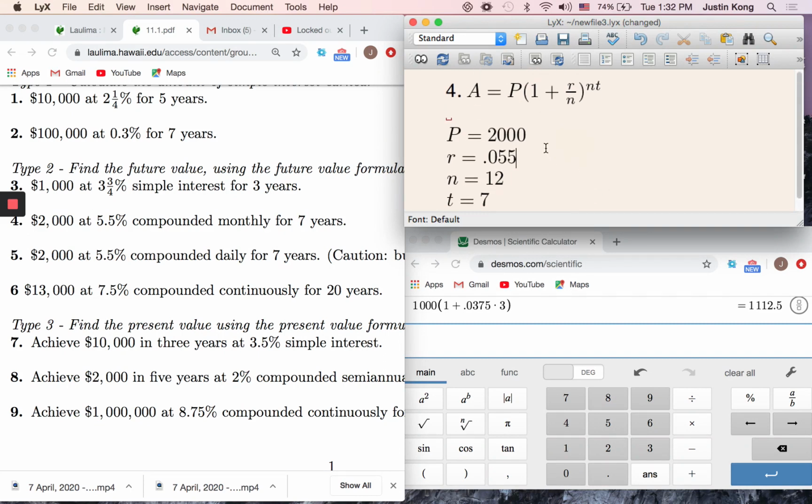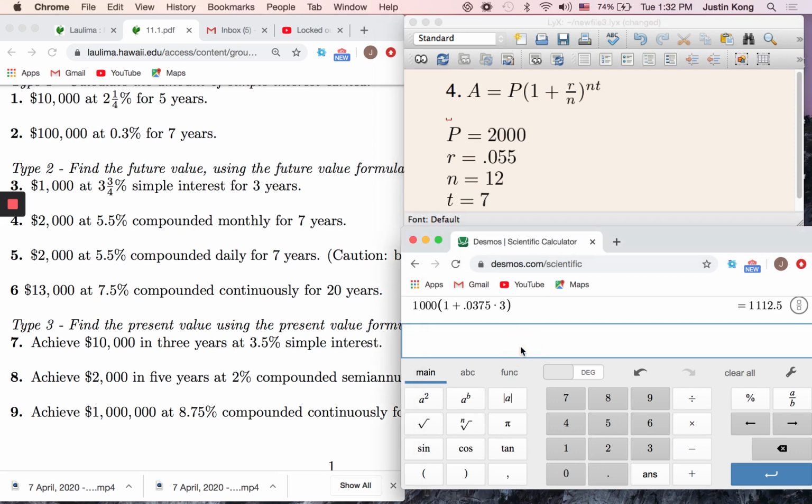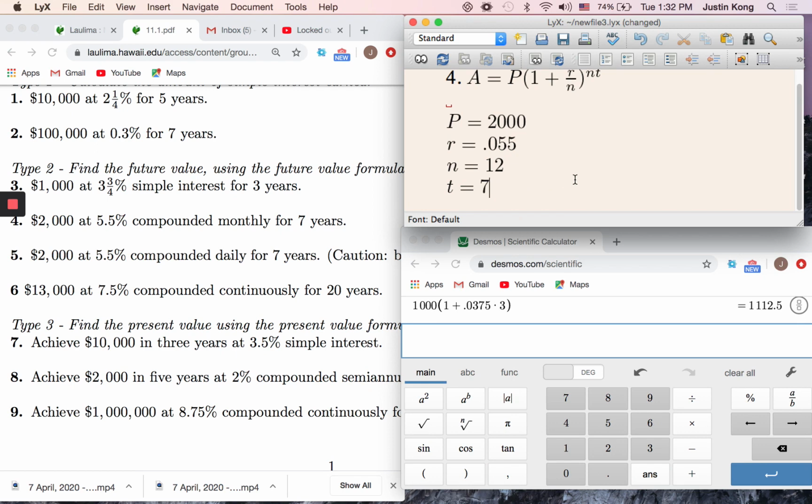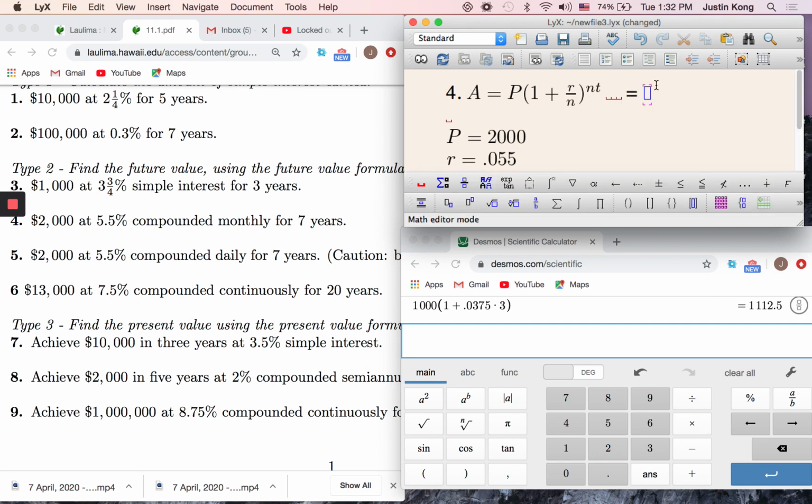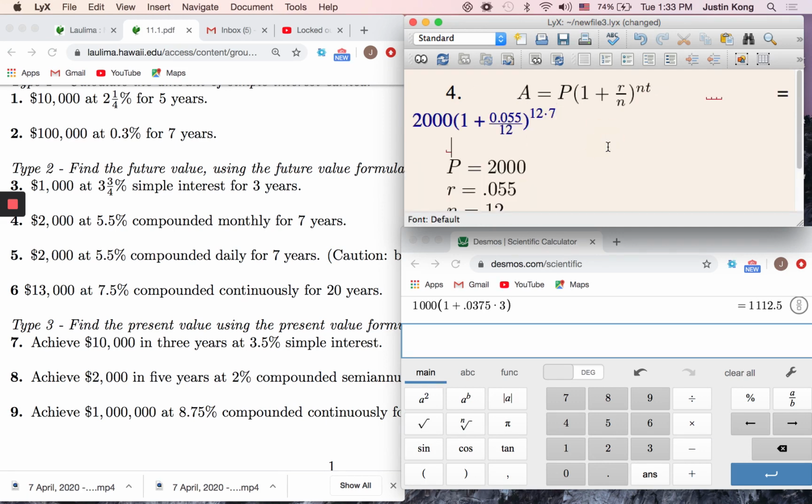Okay. So I have all my variables, and I'm just going to fill them into this formula. I'm going to fill them in down here as I put it into the calculator. Oh, you know what? Let me type it once first, because I think this could get confusing. So I'm going to type it on the right here. This is 2,000, 1 plus 0.055 divided by 12 raised to the nt. 12 times 7. Like that.